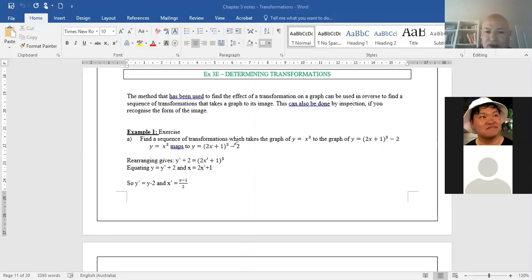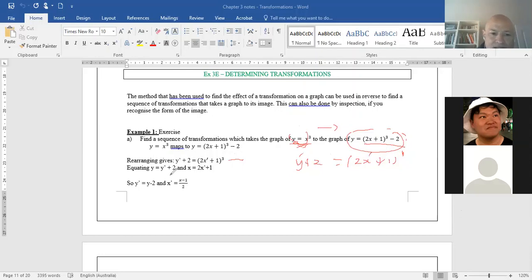It says find a sequence of transformations which takes the graph of y equals x cubed to that graph there of 2x plus 1 cubed minus 2. So what I'm doing is rearranging this one here to make it suit this sort of look. So I'm going y plus 2 equals the 2x plus 1 cubed. Now remember, this becomes the image because we're going from this graph to that graph. So I'm just putting the x dash and the y dash. So there it is there, rearranged.